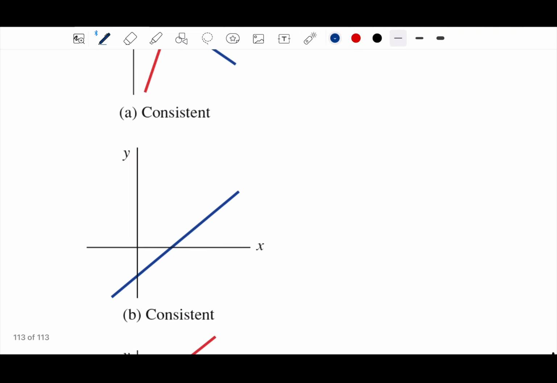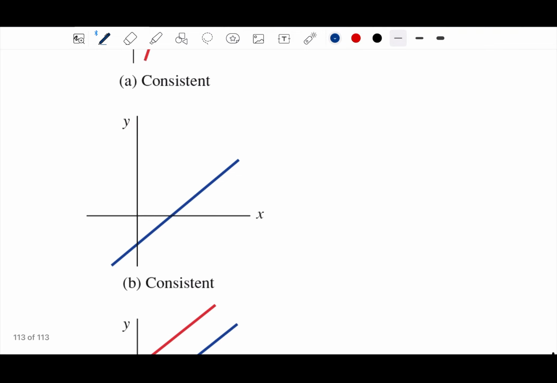And then another interpretation: maybe line 1 and line 2 are the same thing. They are the same line. It has the same gradient, the same line equations, actually. So what's the solution? The solution can be many points along this line. So we also call this consistent, because we can find the solutions, although there will be many, many solutions.